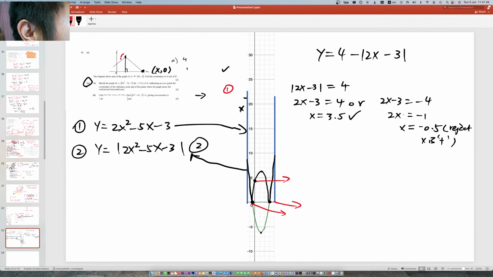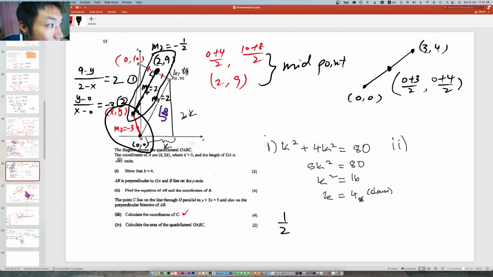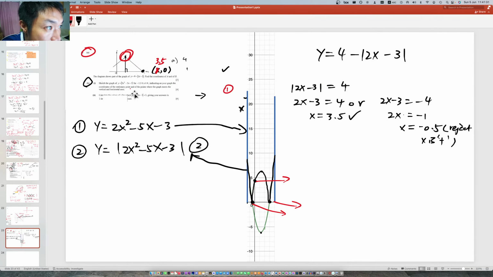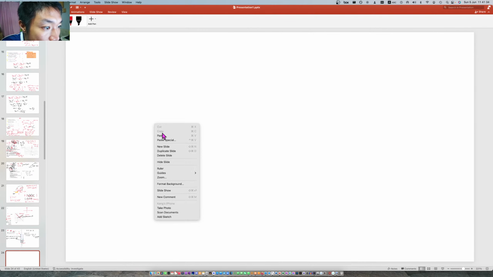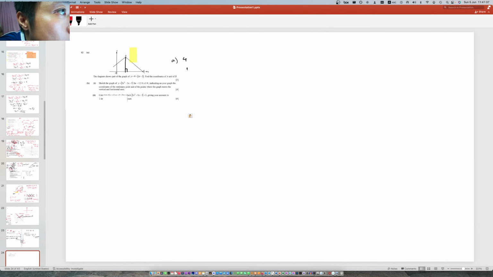So now, how do you get the B? They ask for B. I'm talking about part A, because just now I helped you solve this 3.5. How do you solve this B? Back to the first question. Just now I figured this out already. This is 3.5 and 0, right? Then this point, given y equals to 4 minus this.